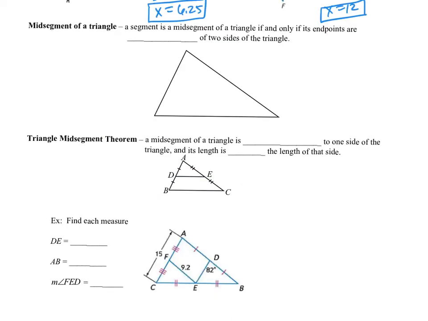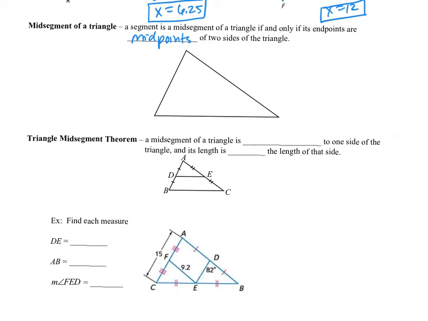The next thing we're going to look at is something that will sound very familiar to you. We're going to define the midsegment of a triangle. Definition says the following: a segment is a midsegment of a triangle if and only if its endpoints are midpoints of the two sides of the triangle.